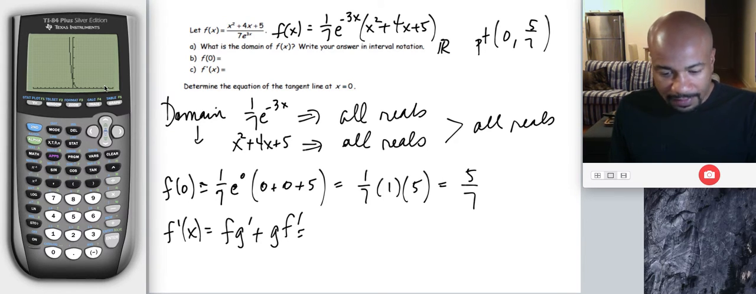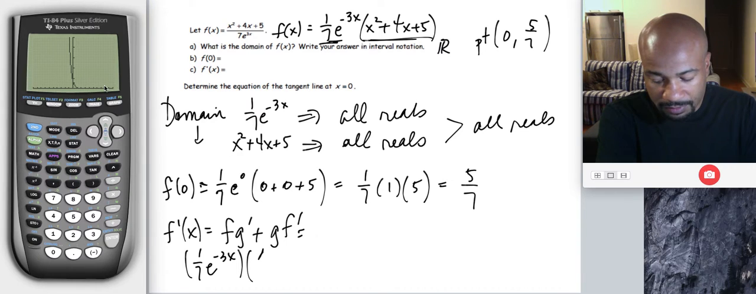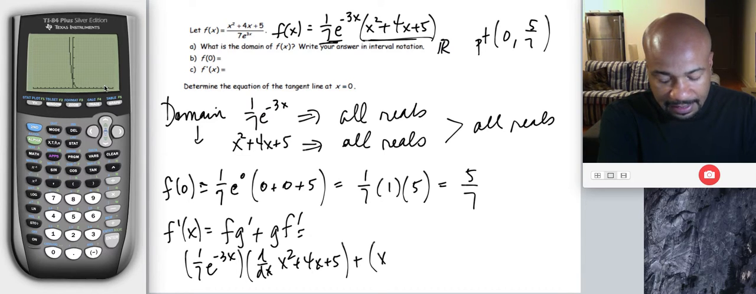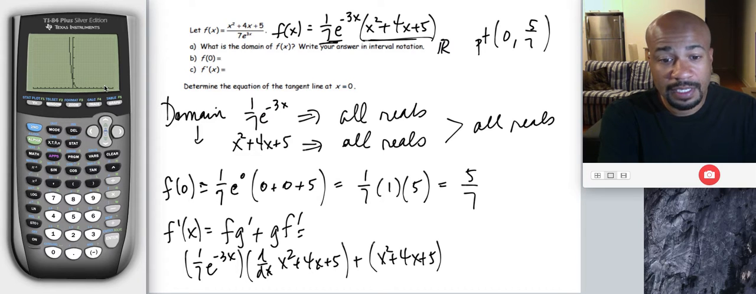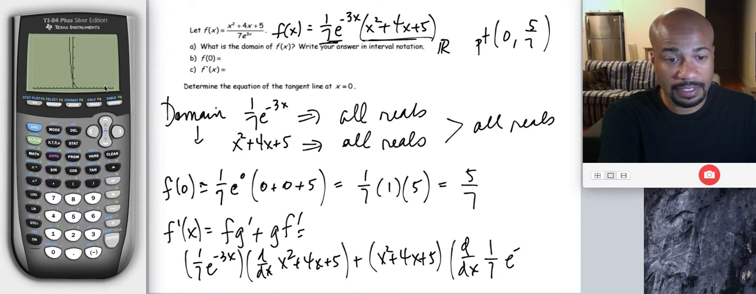So think of this as your f, think of this as your g, and then take care of the respective actions. So it's the first, which is 1/7 e to the negative 3x times the derivative of the second, which is x squared plus 4x plus 5, plus the second, x squared plus 4x plus 5, times the derivative of the first. And that's 1/7 e to the negative 3x.